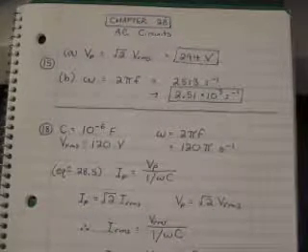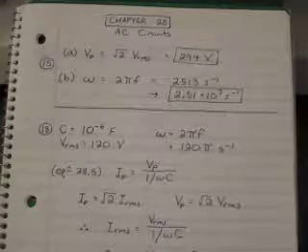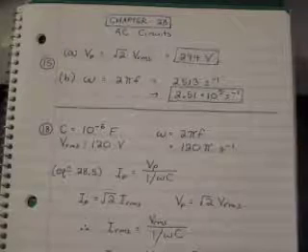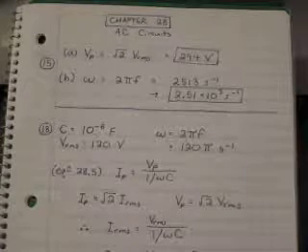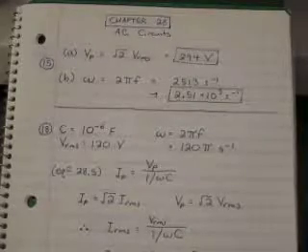Starting with number 15, we have 208 volts root mean square and 400 hertz frequency. What are the peak voltage and the angular frequency? You can find these equations in the book.